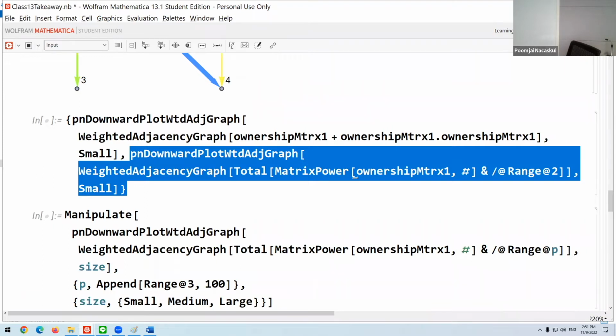So what does it mean? Range 2 is 1 and 2, right? So what I'm going to get when I apply this to range 2 is matrix, comma, matrix square. Now, I don't want just matrix and matrix square. I want to add them together. So I put total, right? So what it is: ownership matrix to the power 1, ownership matrix to the power 2, add them together, turn that into a graph, and then show it. Okay?